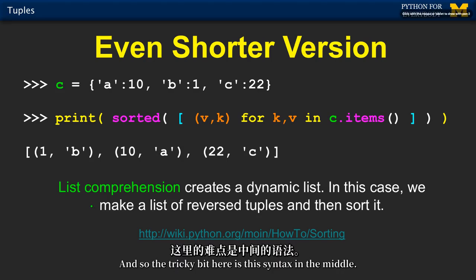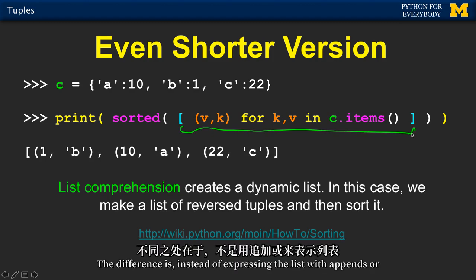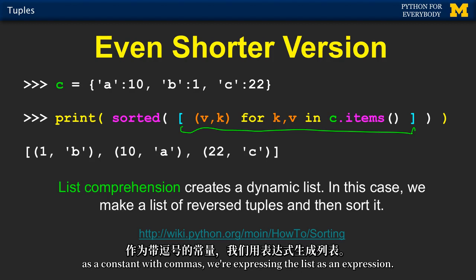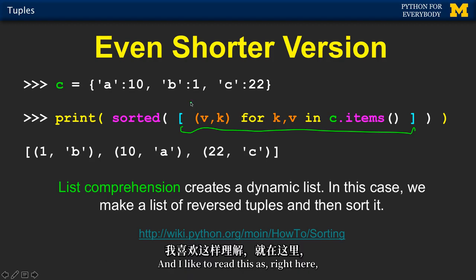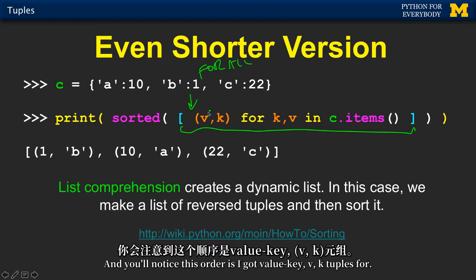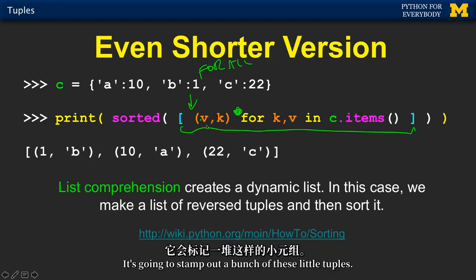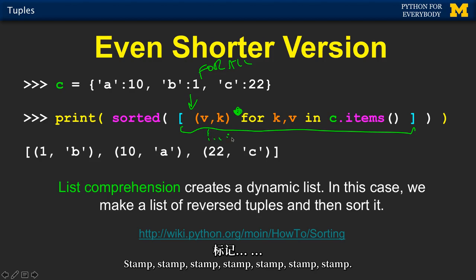And so the tricky bit here is this syntax in the middle, and this looks like a list, and it is a list. The difference is, instead of expressing the list with appends or as a constant with commas, we're expressing the list as an expression. And I like to read this as, right here, just to say the word for all, create me tuples that are V, K, and you'll notice this order is value key, V, K tuples for. So there's a little loop that happens here. It's gonna stamp out a bunch of these little tuples. Stamp, stamp, stamp.